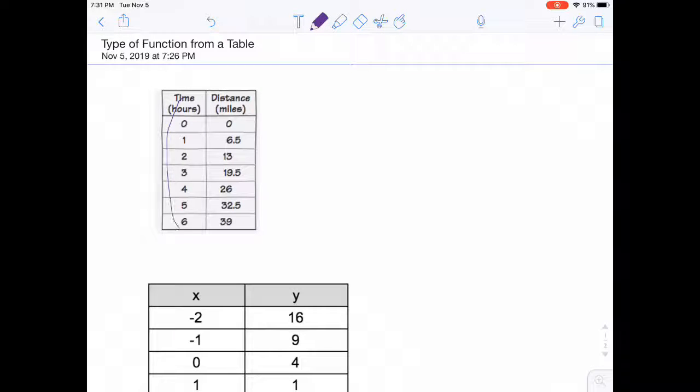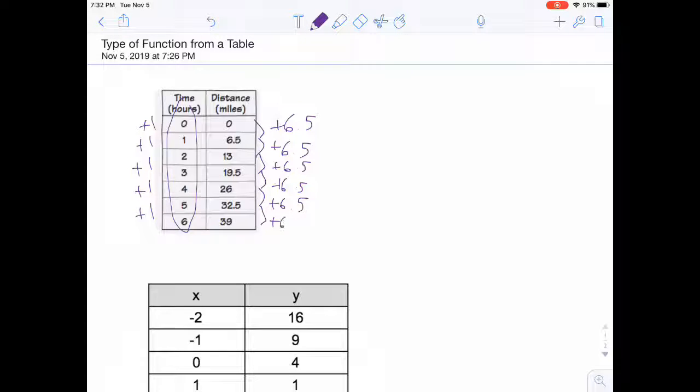If I look at my x values, I notice that they go up by ones. We just have to make sure they're going up by the same number, which they are. I'm checking to see what the difference, or the change, is between the first row and the second row. So from 0 to 6.5, I added 6.5. From 6.5 to 13, I also added 6.5. From 13 to 19.5, added 6.5. 19.5 to 26, added 6.5. Added 6.5, and added 6.5.